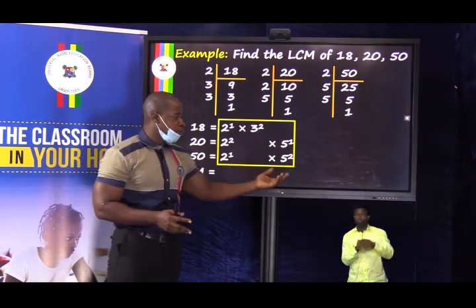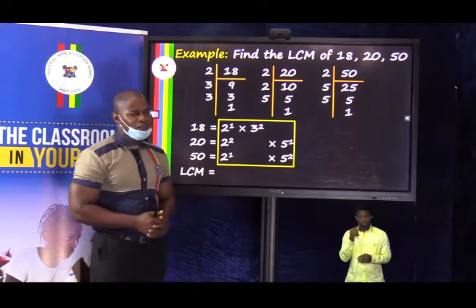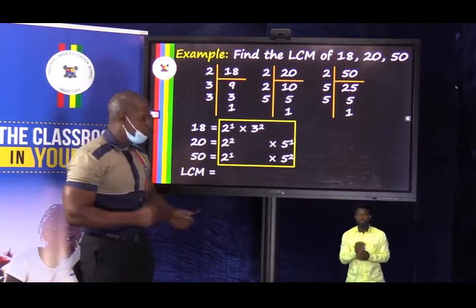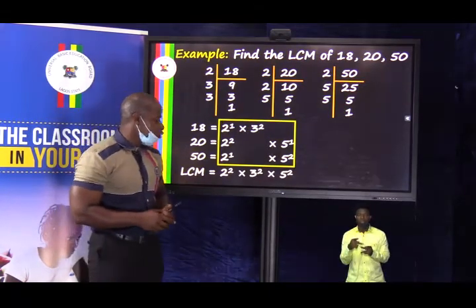What about 5? Are we selecting the one with the power of 1 or the power of 2? Of course, we're selecting the one with the power of 2. We're interested in the strongest one. Okay, so that's 2 in 2 places, 3 in 2 places, 5 in 2 places.